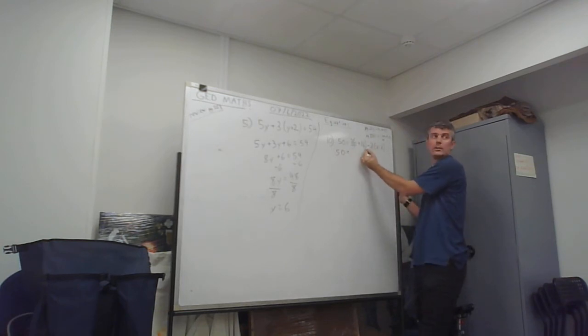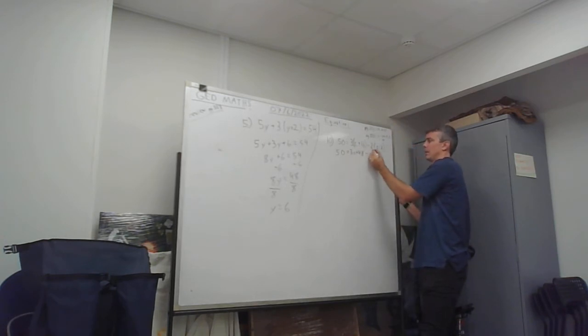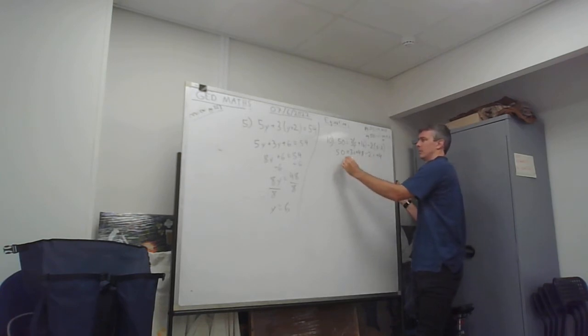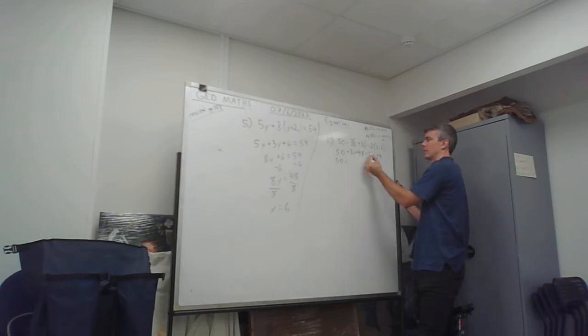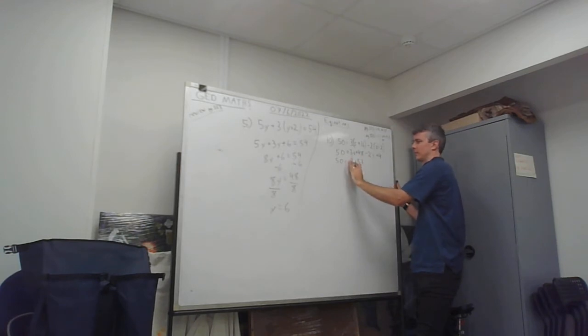So this here is going to become what? 3s plus 3 times 16, that's 48. Plus 48. And here, minus 2s plus 4, because minus 2 times minus 2 is plus 4. So we have 2 s terms and 2 constants. So what's 3s minus 2s? s. What's 48 plus 4? 52. So that's s plus 52 equals 50.